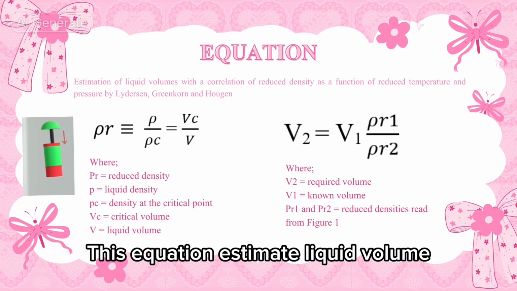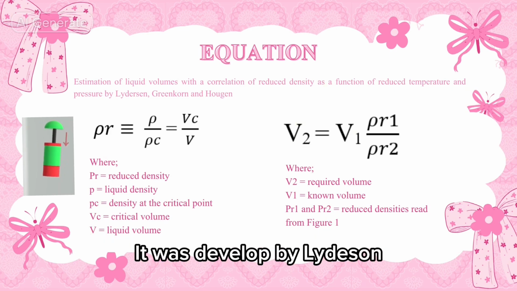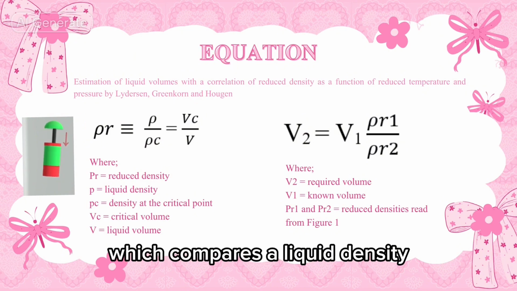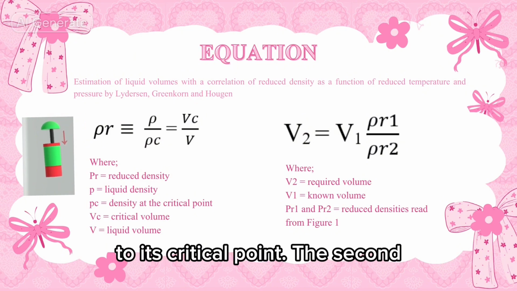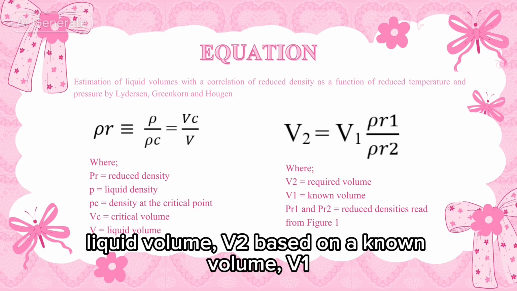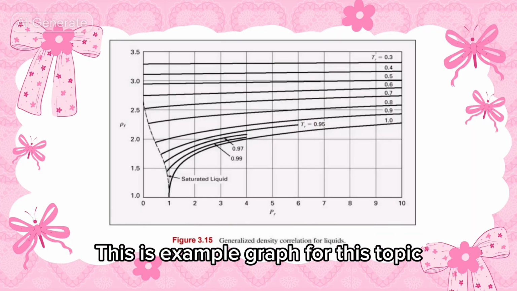This equation estimates liquid volume using reduced density, which depends on reduced temperature and pressure. It was developed by Lyderson, Greenkorn, and Hougen. The first equation defines reduced density, which compares a liquid's density to its critical point. The second equation allows us to find a new liquid volume V2 based on a known volume V1 and the ratio of reduced densities. This is an example graph for this topic.